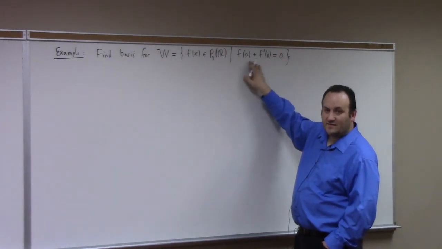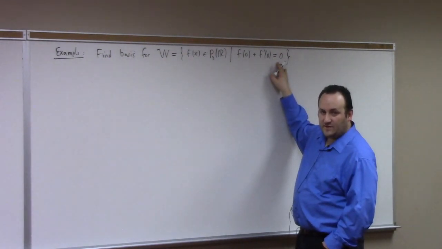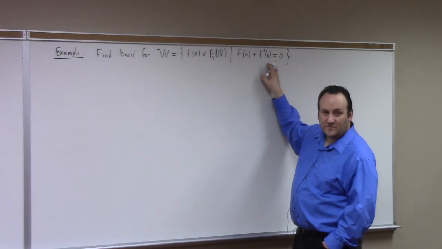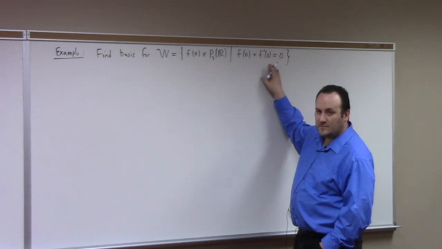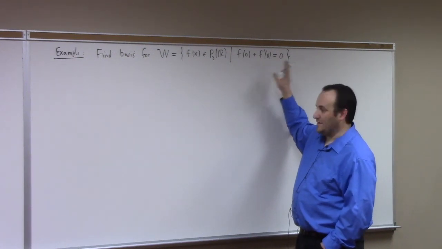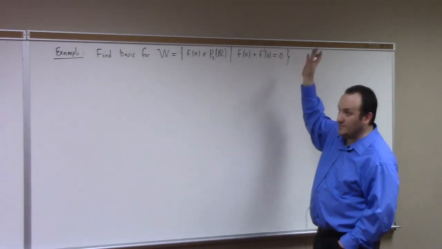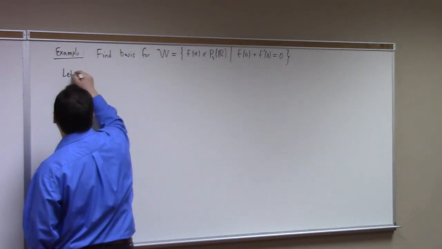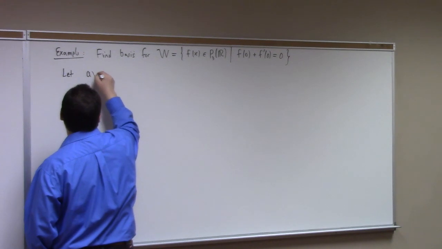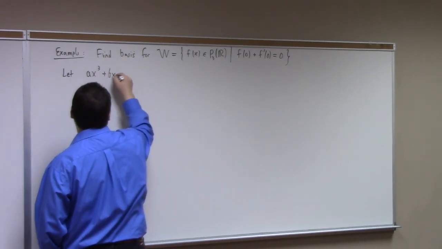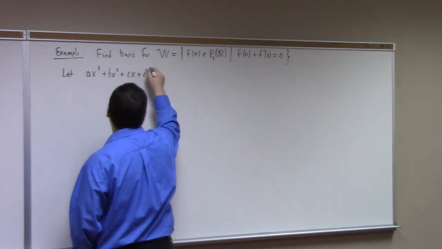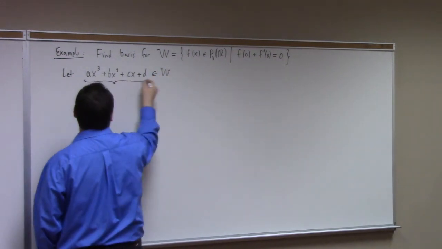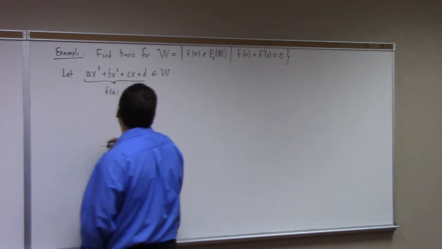The zero function plays nice with this equation. And if you have an f and a g which satisfy this condition, then f plus g also satisfies this condition. Scalar multiplication of this gives you, anyway. All right, so what is W? Well, let's let ax cubed plus bx squared plus cx plus d be in W, right? So I'm going to call that thing f of x, yeah?